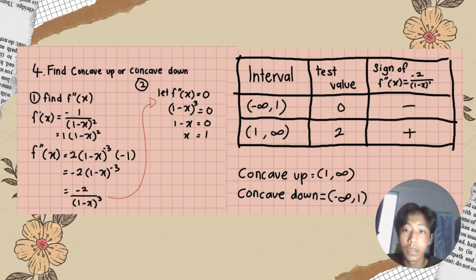Number 4, we need to find the concave up and concave down. The first step here is we need to find f double prime x first. To find f double prime x, we need to use the previous f prime x. After that, step 2, we need to let f double prime x equal 0. Here, I got x equals 1. And then we're going to do the interval, test value, and the sign of f double prime x. And the answer I got, concave up is 1 to infinity. Concave down is negative infinity to 1.